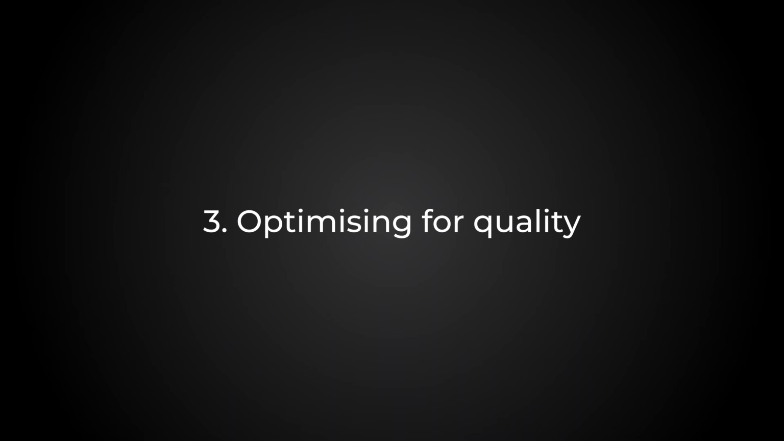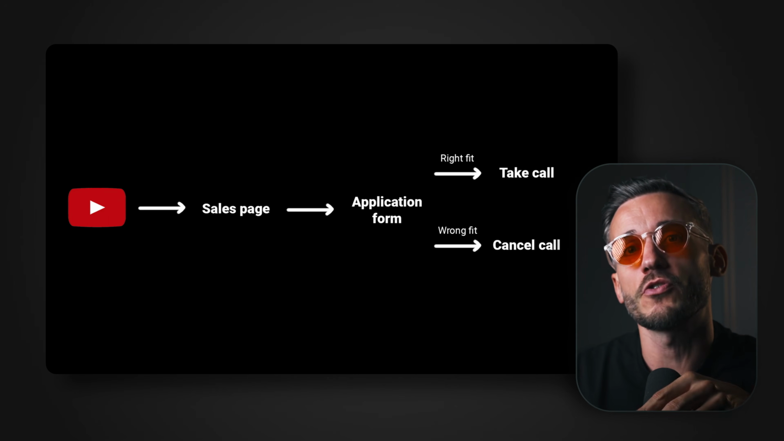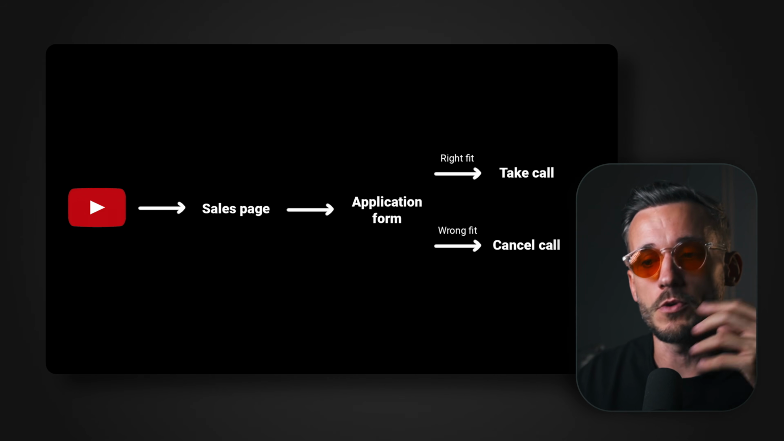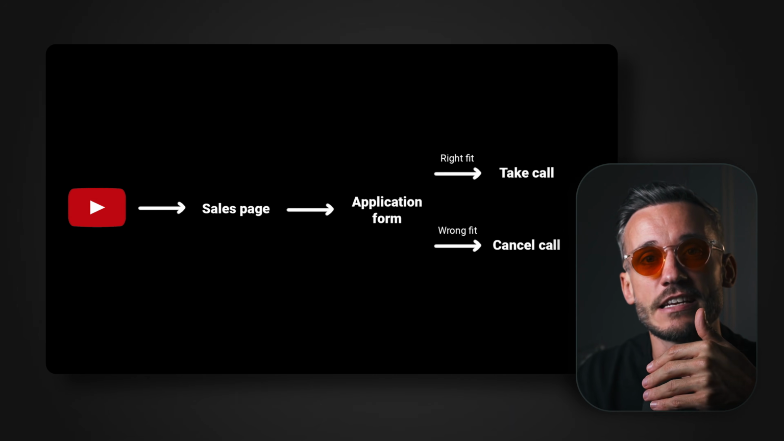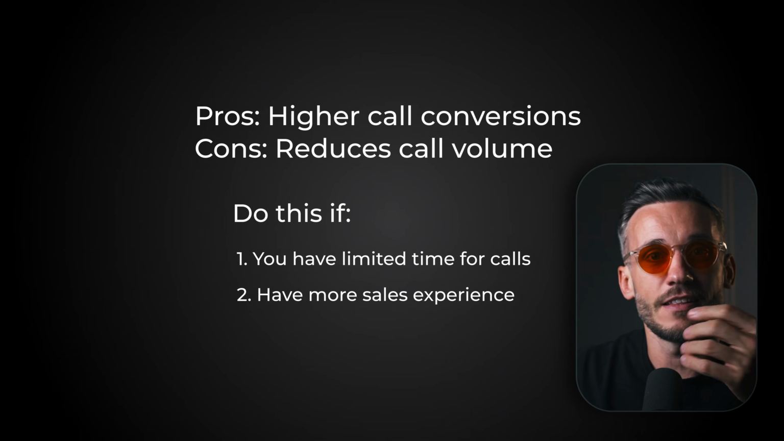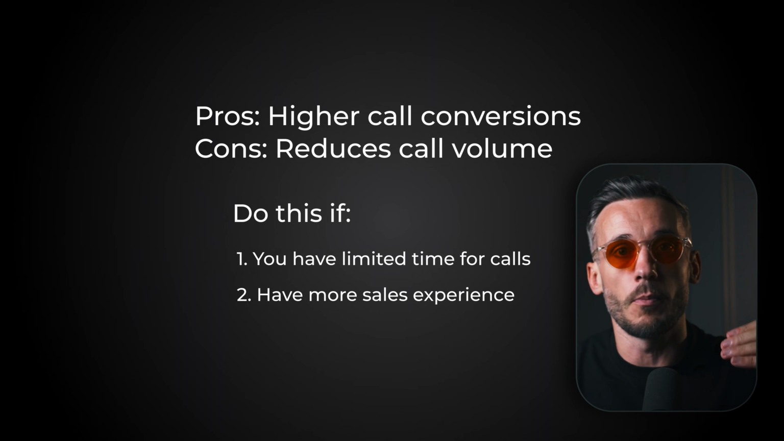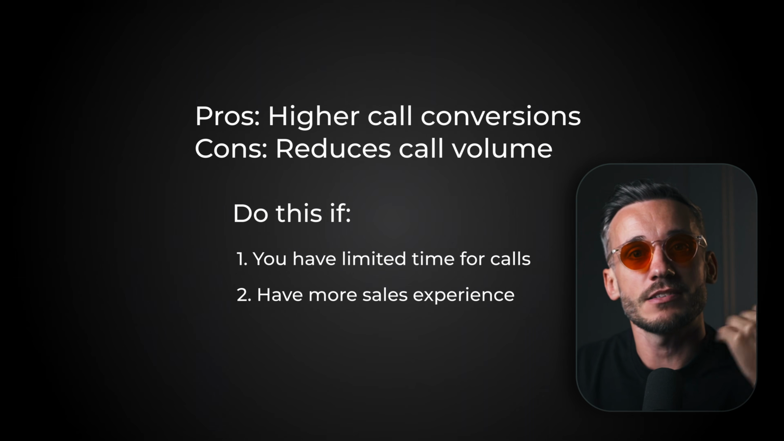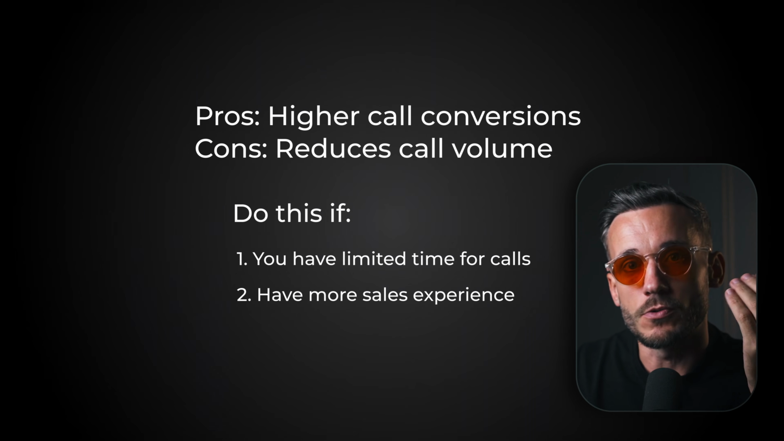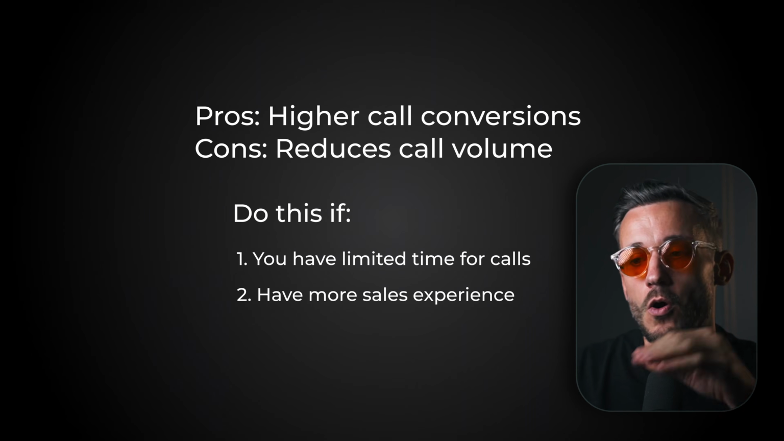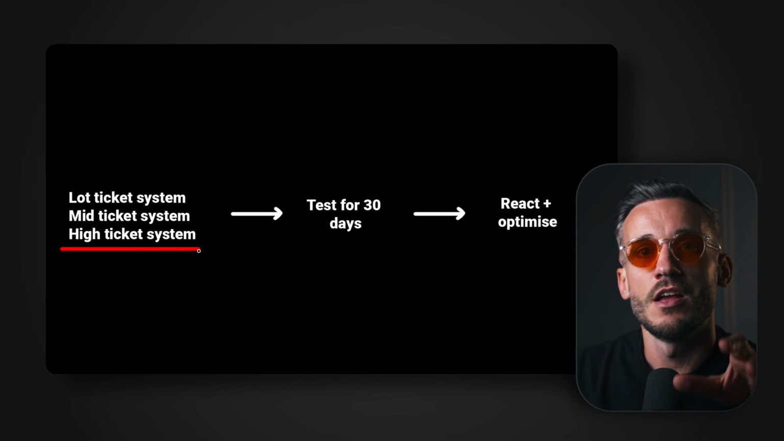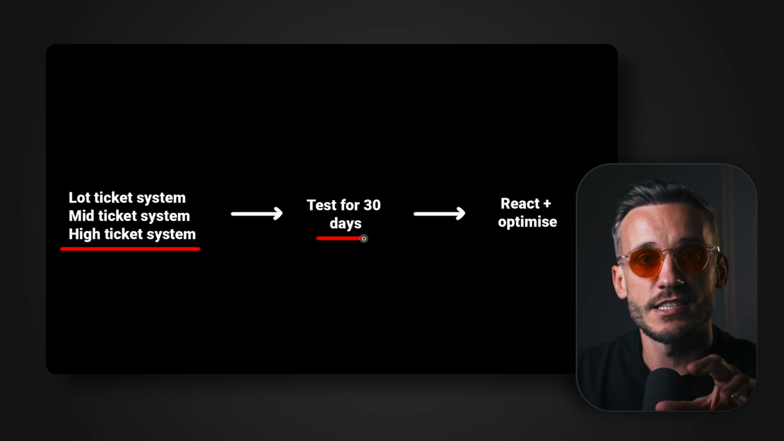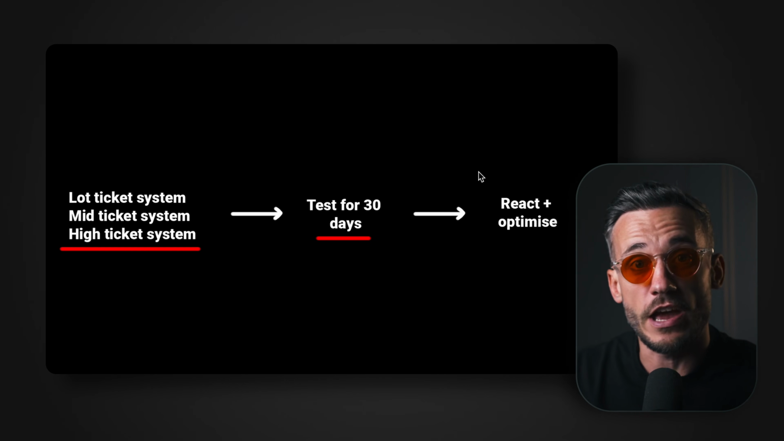Finally, if you want to save time and only speak to people who are serious, you just add filtering questions to an application form you make them fill out before your call. And then this lets you qualify leads and you can cancel that call at any time. Now, this will reduce the call volume a little bit and the amount of calls you take, but it will increase your conversion rate of those calls, which is great if you're more experienced or have a limited capacity to take calls.